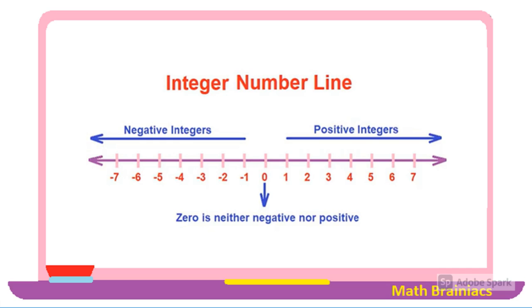If we are going to refer to an integer on the number line, I want you to remember that the numbers after 0 going to the right are all positive integers, while the numbers after 0 going to the left are all negative integers. And 0 is neither negative nor positive.